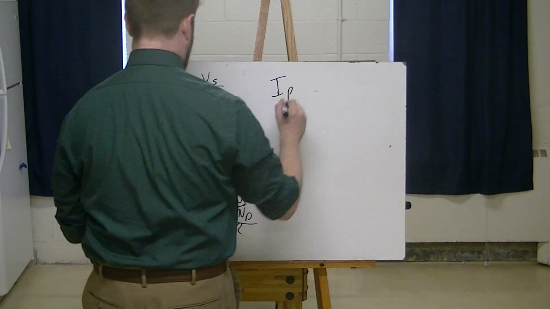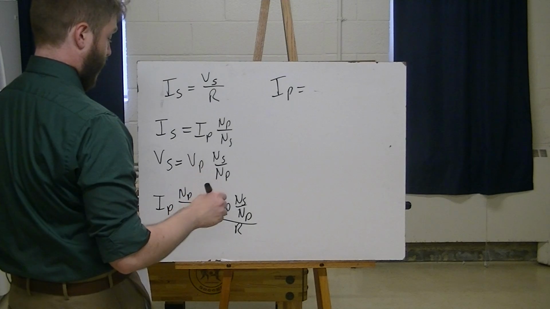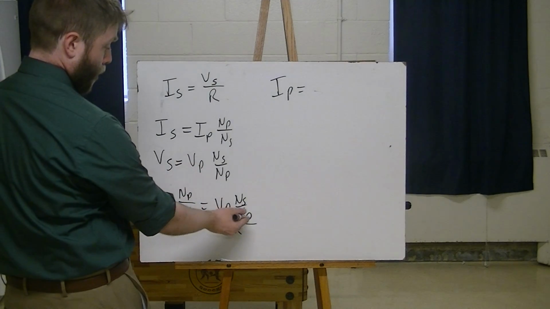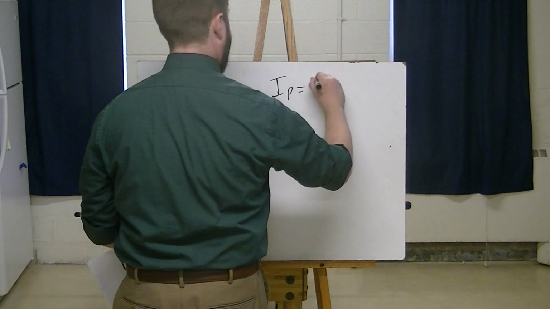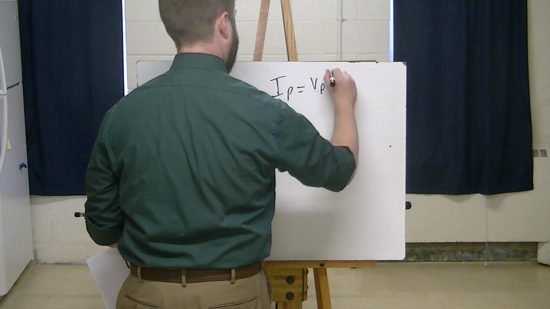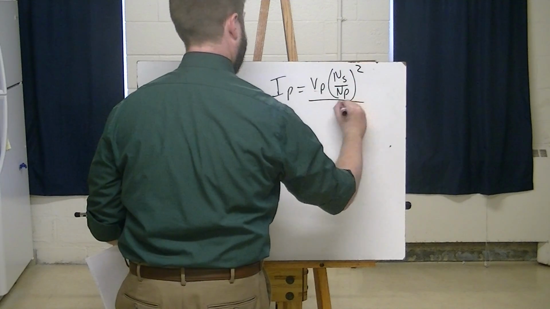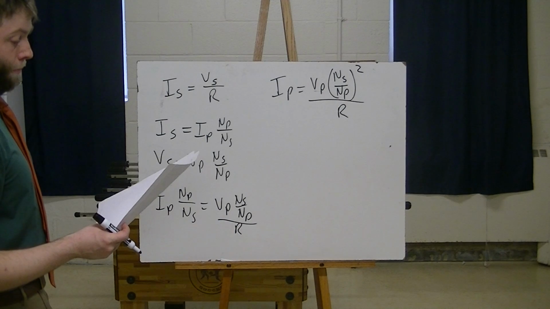I'm going to do this in a couple of steps. My notes are a little bad on this. I'm going to do VP, bring the NP over down here into the denominator, NS up here into the numerator. So I'm going to have VP, and this is going to be NS over NP, this whole thing squared, divided by the resistance. Let me make sure I agree with that.